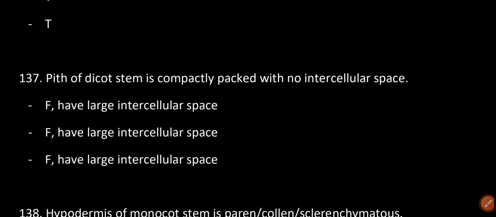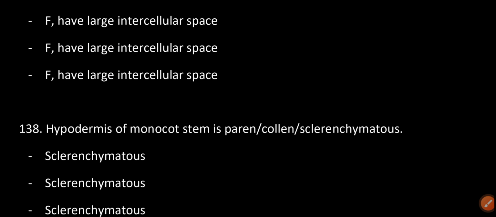Pith of dicot stem is compactly packed with no intercellular space. False. Have large intercellular space.